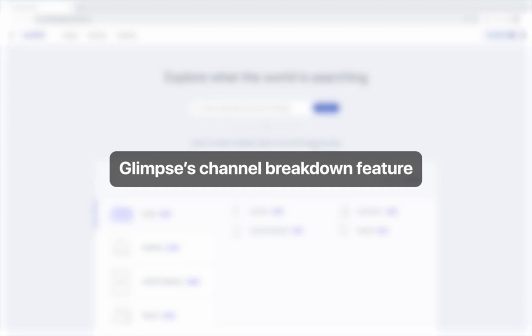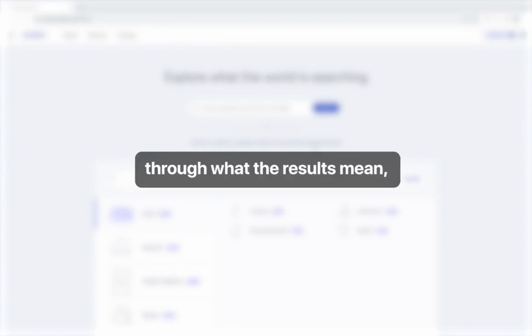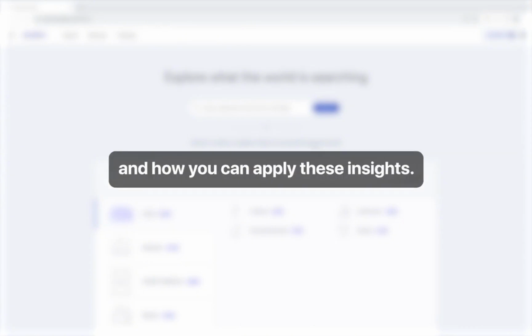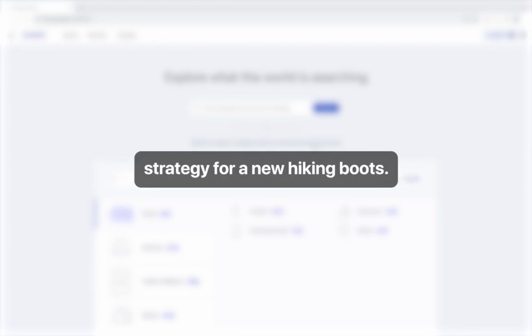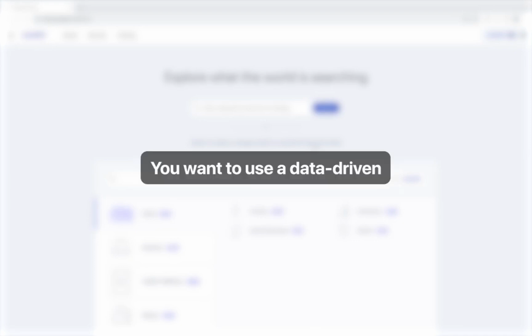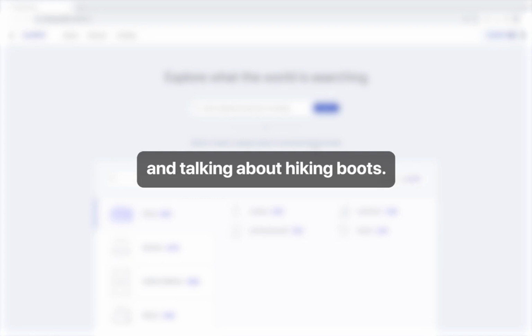Glimpse's channel breakdown feature shows the online channels where a keyword is over-indexing. Let's look at an example, walk through what the results mean, and how you can apply these insights. Imagine you sell hiking gear and are figuring out your marketing strategy for new hiking boots. You want to use a data-driven approach to understand where your future customers are spending time and talking about hiking boots.